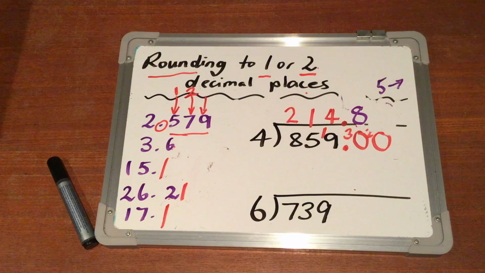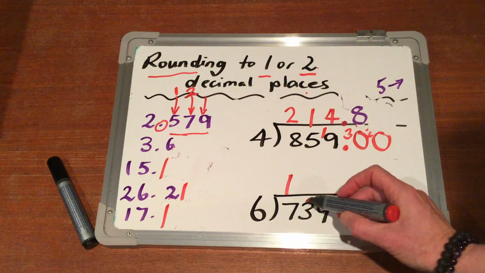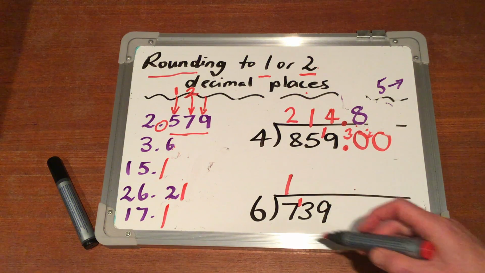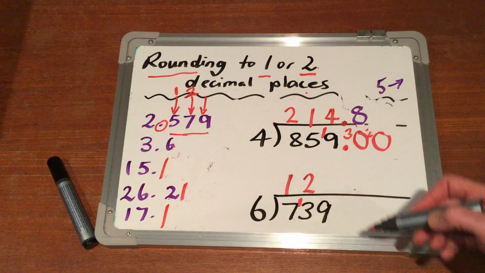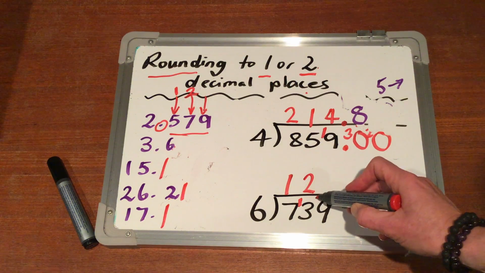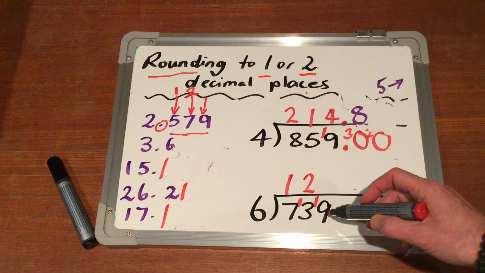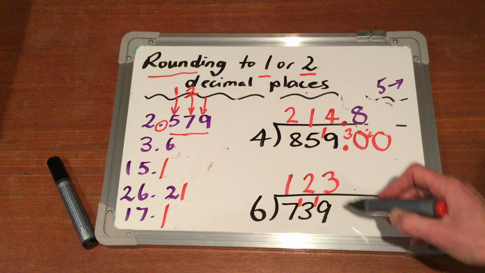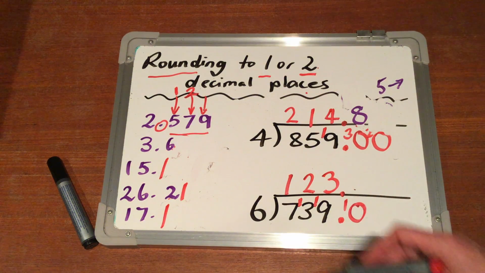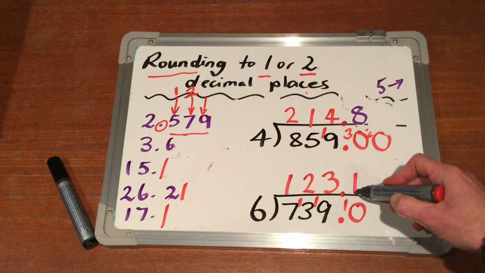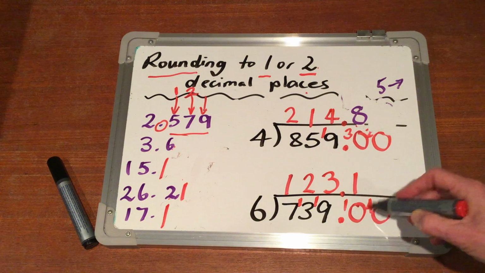Let's have a go at the next one. 6 into 7 goes 1 time, 1 6 is 6, and 1 to carry. 6 into 13 goes 2 times, 2 6s are 12, 1 left over. 6 into 19, 6 3s are 18, which gives me 1 to carry. So I'm going to start my decimal places. 6 into 10 goes once, and I have 1 6 is 6, so I've got 4 left over.